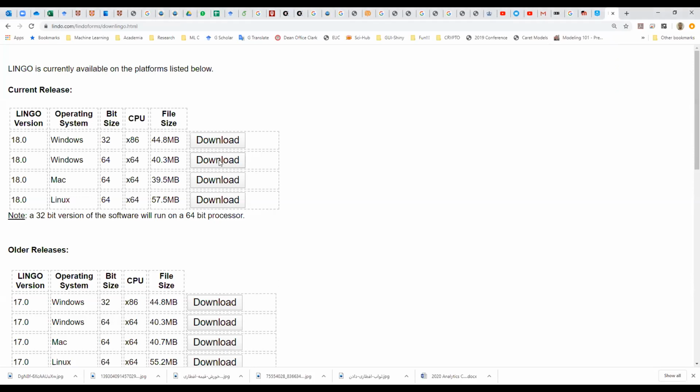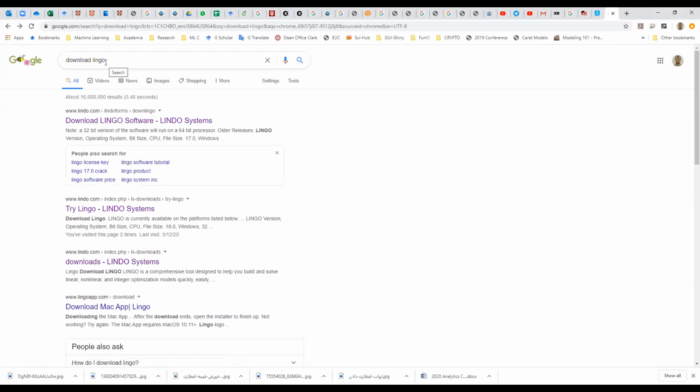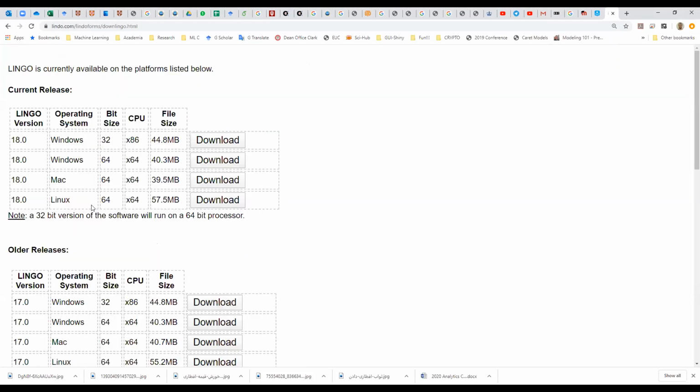So please, from here, download the relevant version of Lingo and install it on your system. I give you five or ten minutes to do that. You need to just Google download Lingo, go to the first link and download. If you use Mac, a different version of Windows or Linux, just download on your system and press next, and you'll have it on your system. I give you about 5 minutes, then I go inside Lingo.